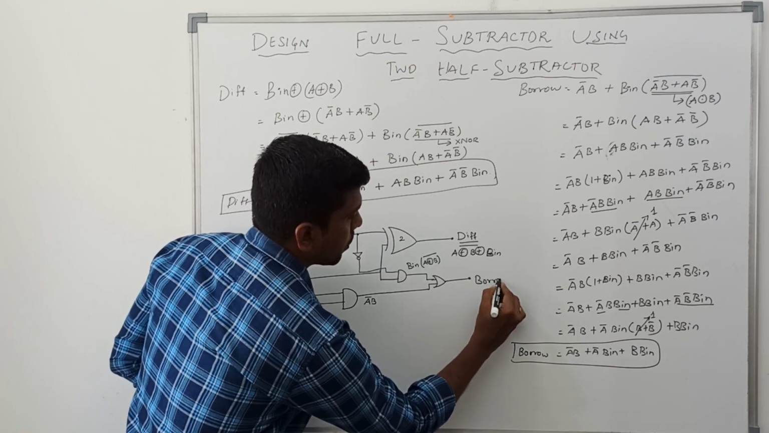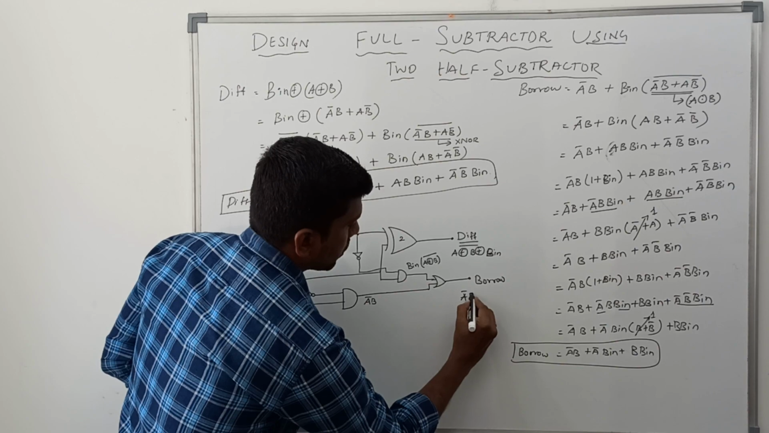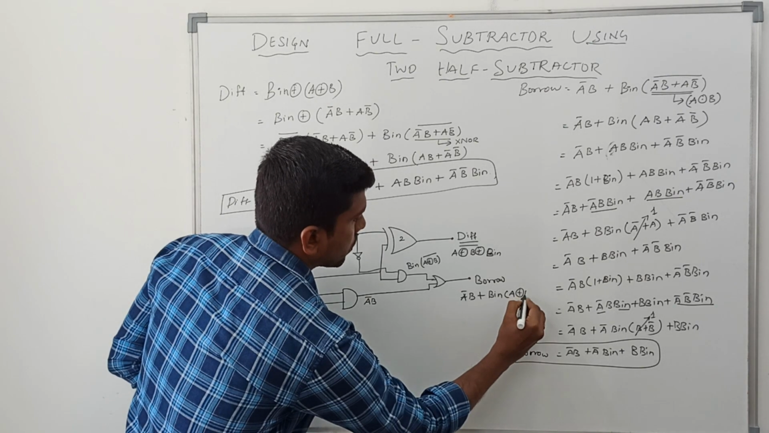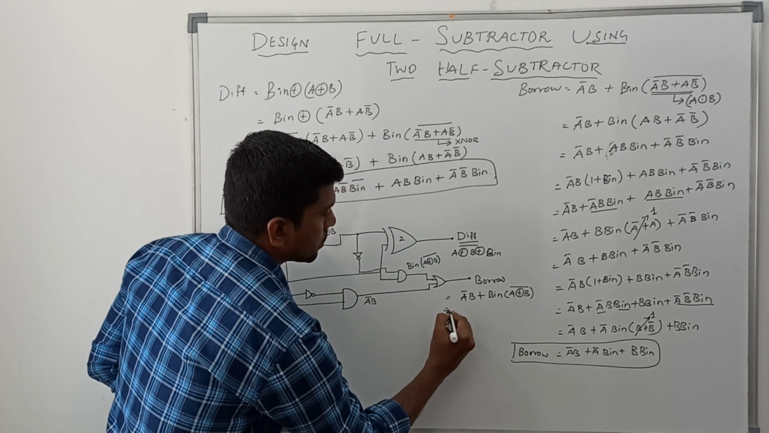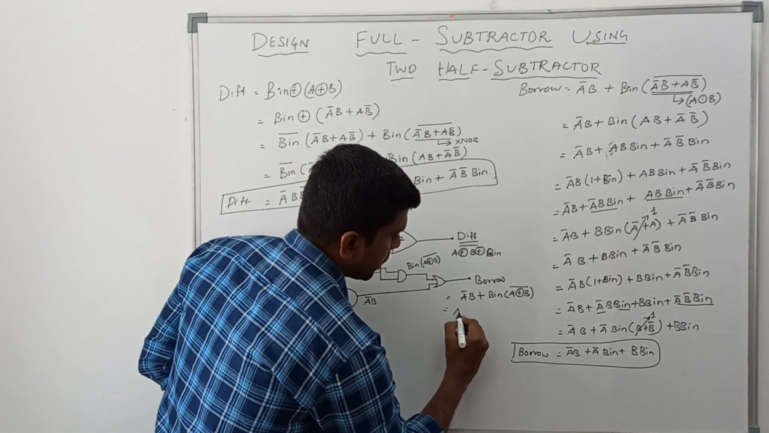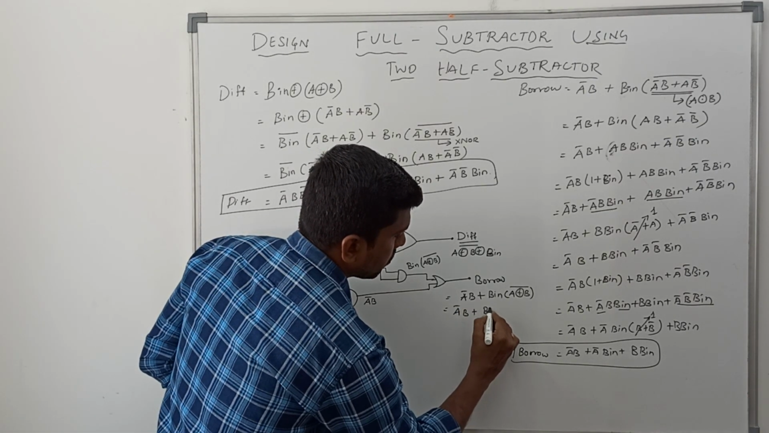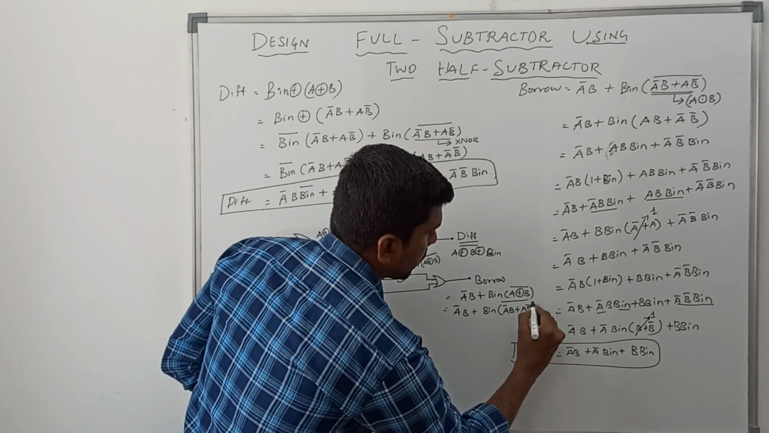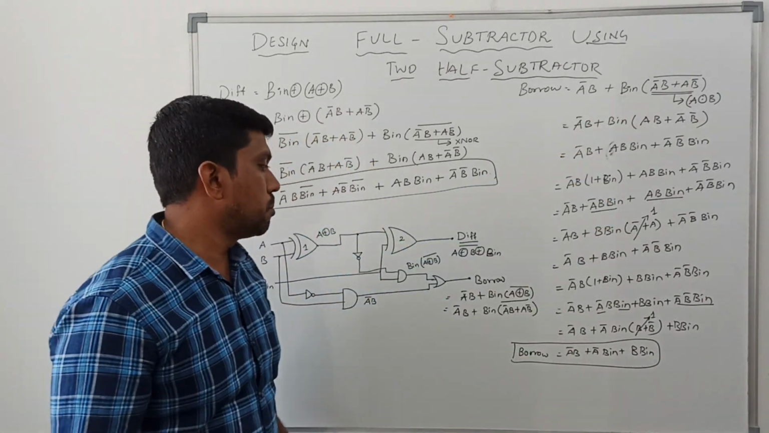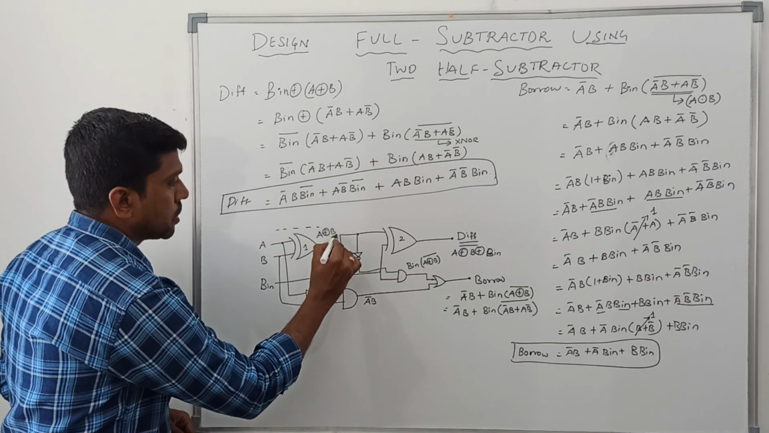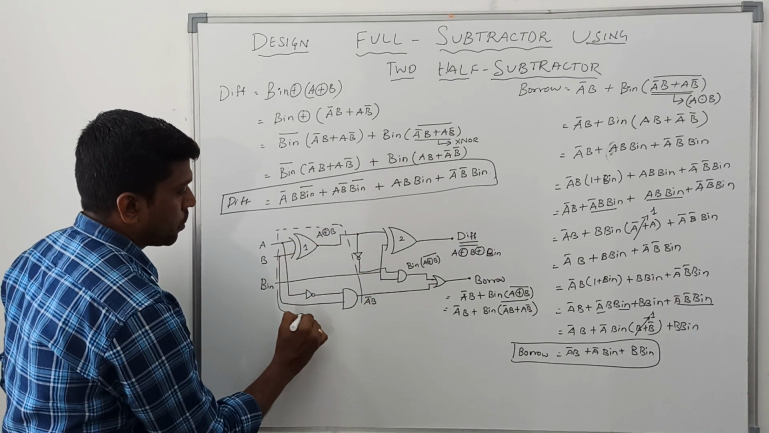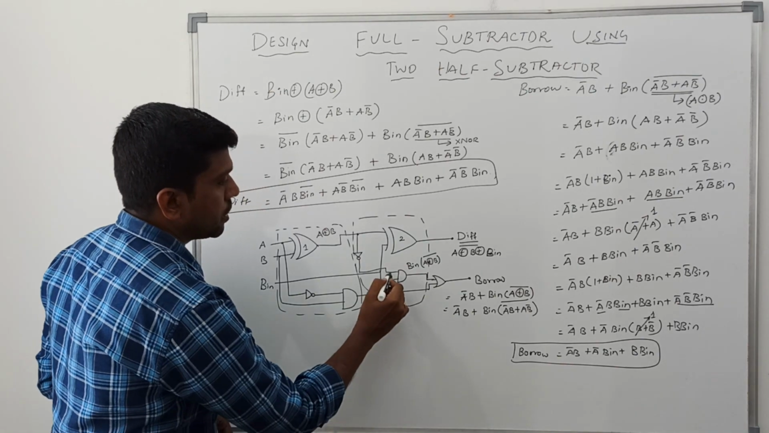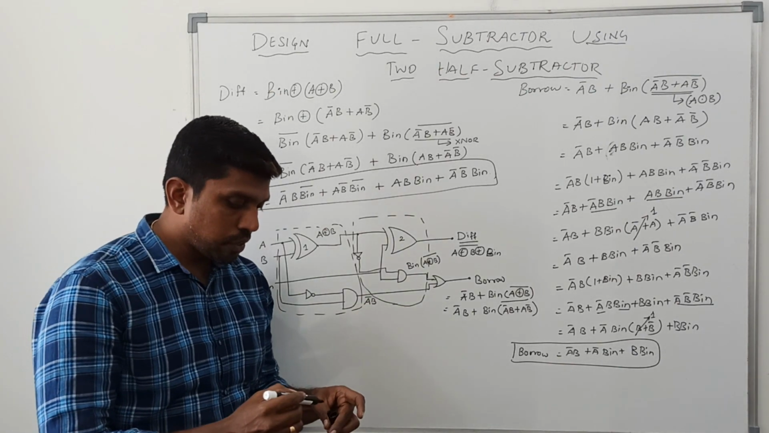Now we will get the borrow expression: A bar B plus B in (A XOR B whole bar). You can rewrite this expression like this: A bar B plus B in (A bar B plus A B bar whole bar). So it is the final expression for borrow. In this diagram, this structure is one half subtractor, and this structure is the second half subtractor. I hope you understand the concept very well.